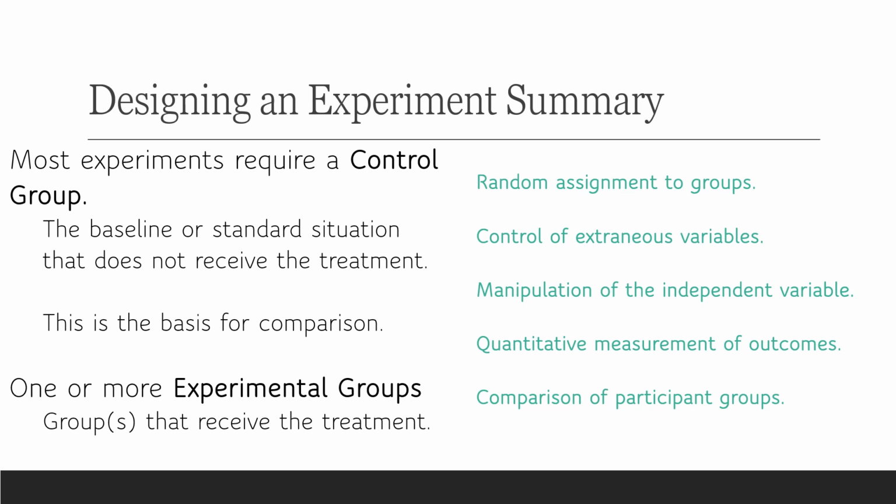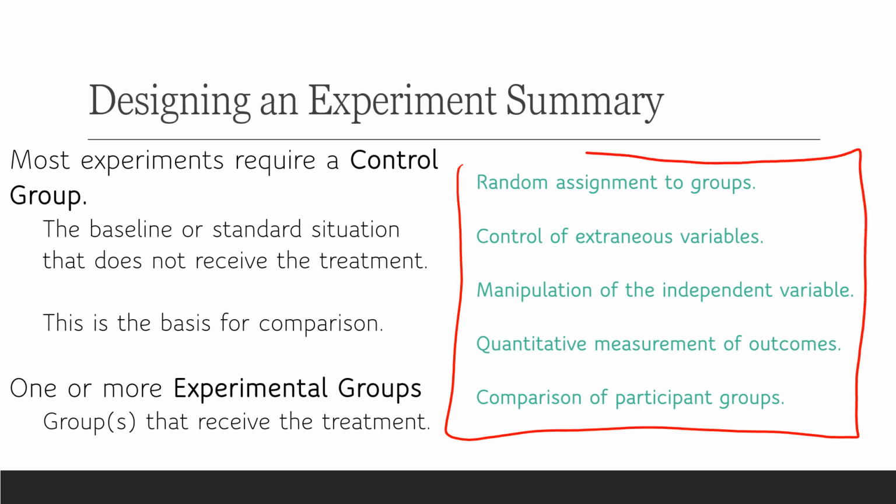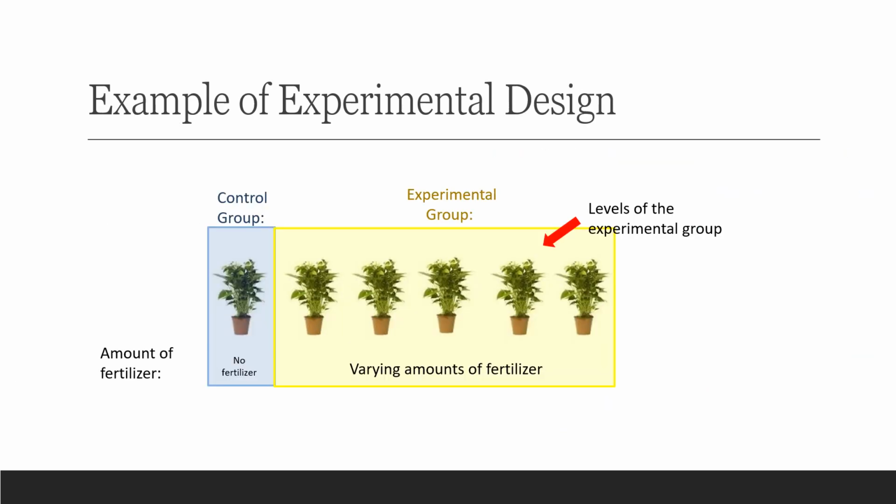So a good design requires random assignment to groups, control of extraneous variables, manipulation of the independent variable, quantitative measurement of outcomes, and the comparison of participant groups. So these are key for designing a good scientific experiment. As you can see from our good example, we have a control group that has no fertilizer. So that's the baseline comparison. And then we have experimental groups that vary in the levels of fertilizer that's used.